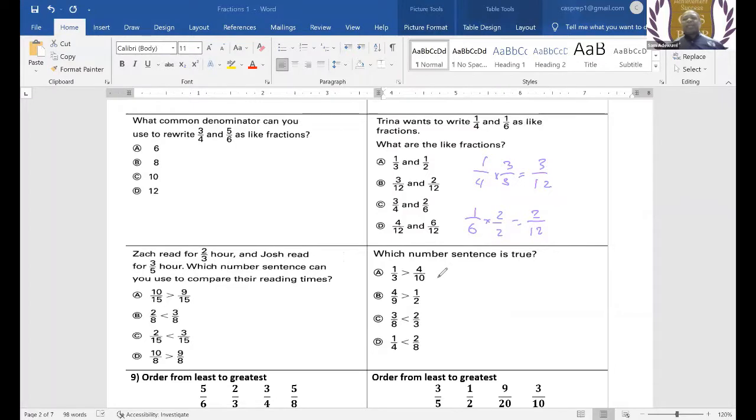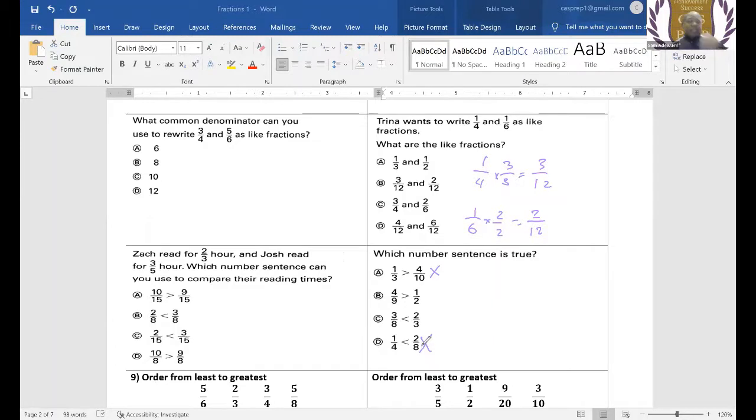Based on what I know about fractions, 1/3 should be less than 4/10, right? 4/10 is almost half. If I ended up with 5/10, I'd have a half, and I know a half is greater than a third. So I'm going to say this is incorrect. I'm going to jump down to D. D says 1/4 is less than 2/8. I know that 1/4 is actually equal to 2/8, so I can cross this out.